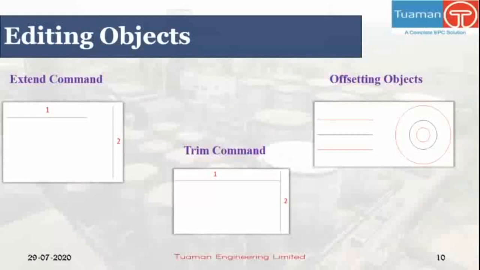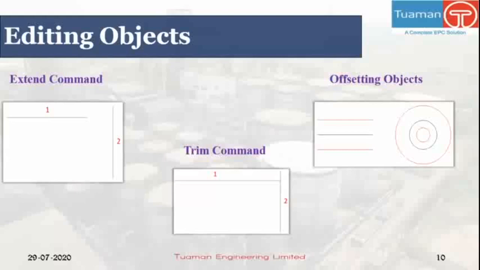Next is the trim command. The trim command is just the opposite of the extend command. It is used to shorten the length of an object to and at the edges of other intersecting objects. In order to understand this command, look at this figure. If you want to create a well-defined corner by removing the portion of line 2 extending beyond line 1, you must select line 1 and then select line 2 to trim the extra portion.